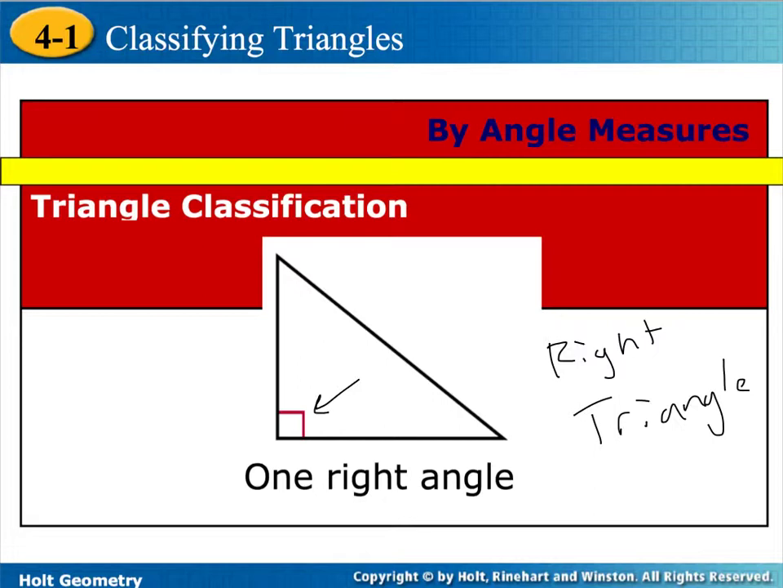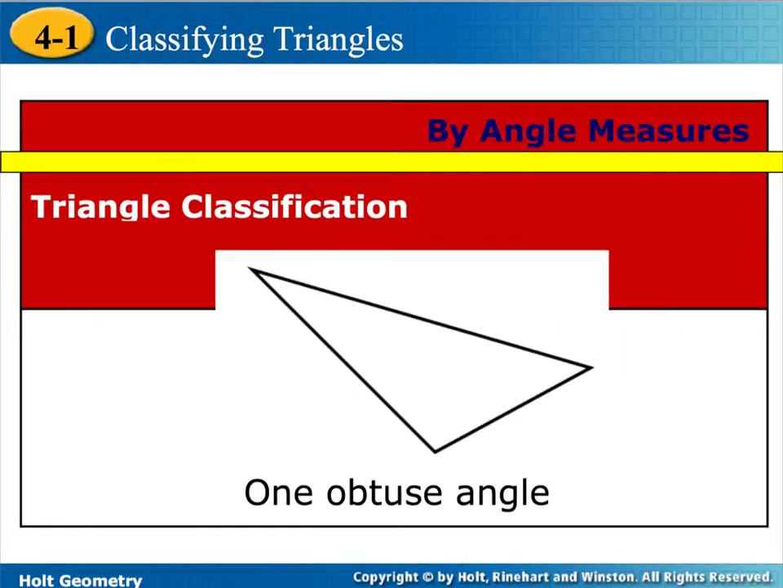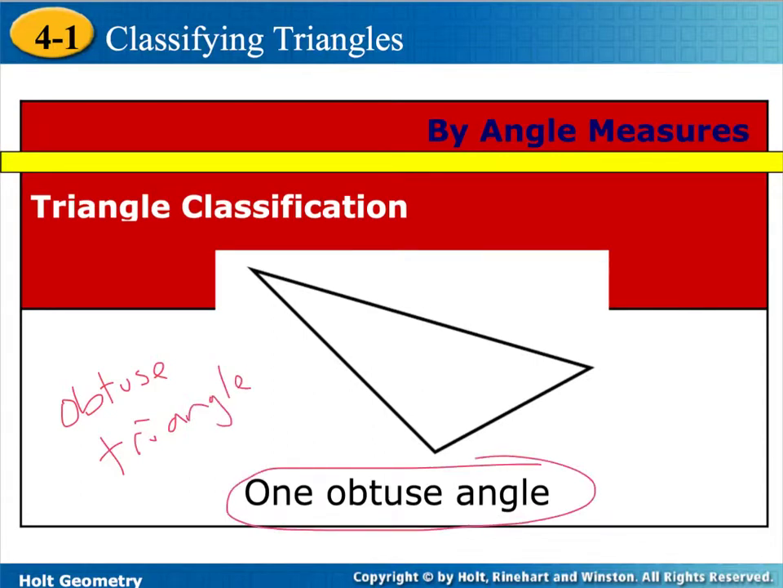One more classification by angle measures. That is the obtuse triangle right there. Obtuse triangle. And we know it is an obtuse triangle because we have one obtuse angle. Okay, so those are your four classified triangle names.